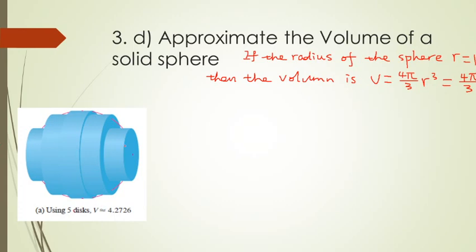So the first one, I use 5 disks to estimate the volume of the solid sphere. Each one is actually a cylinder, right? Of course, the radius will change for each slab. I'm talking about a solid sphere with radius r, and we are going to estimate it. The radius of the cross-section circle will change.